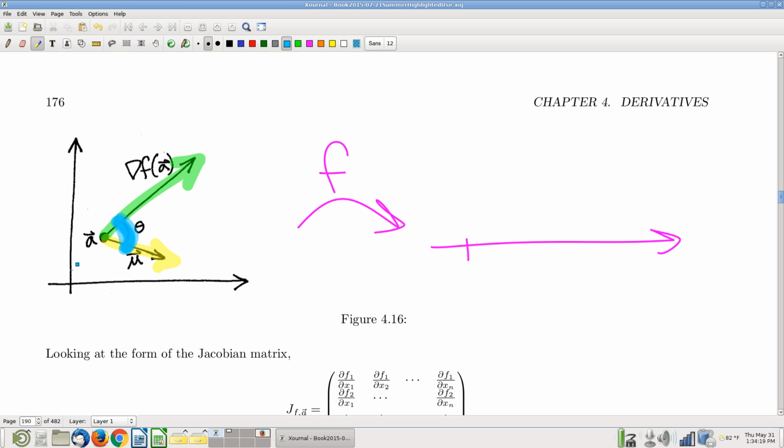Let's look at this picture. What happens when theta is 0? When theta is equal to 0, the unit vector is that way. So I can make my directional derivative as big as possible by choosing the unit vector that points in the same direction as the gradient vector.